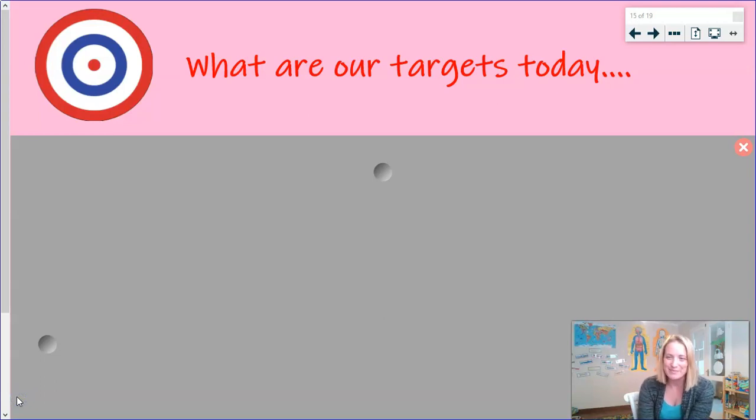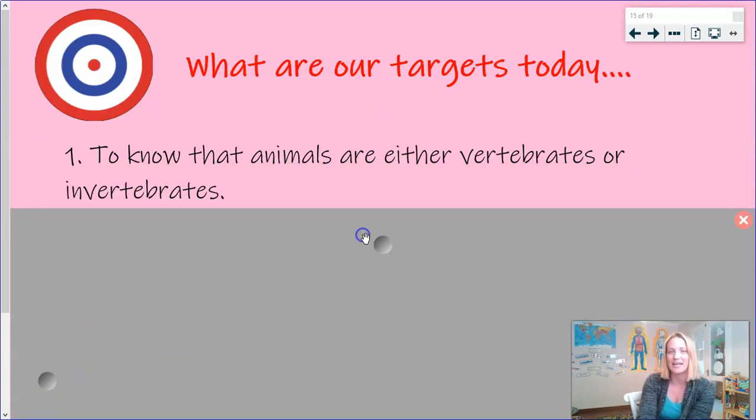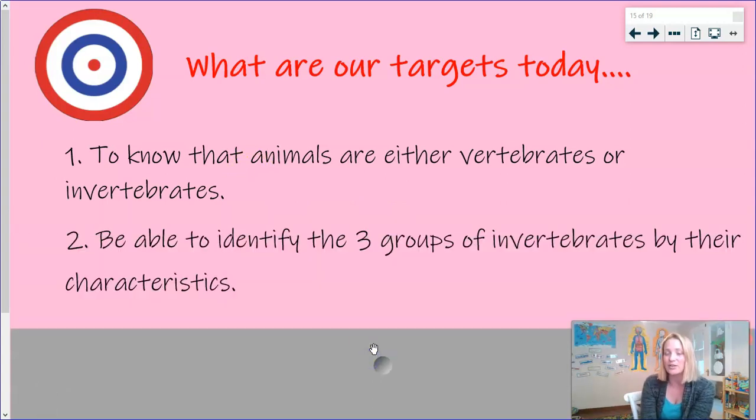So we've spent some time going over some of the questions I posed you yesterday and also recapping if something is a vertebrate or invertebrate. Let's look now at what we are going to be learning today. We have recapped if we know animals are vertebrates or invertebrates, and today we are going to be focusing on the invertebrates. Yesterday we looked at the 5 classes of vertebrates. Today we are going to identify the 3 groups of invertebrates by their unique characteristics.